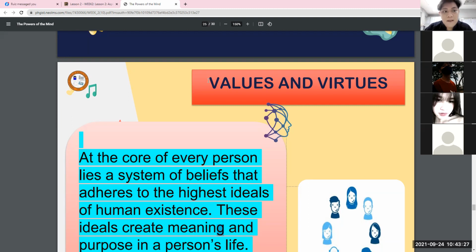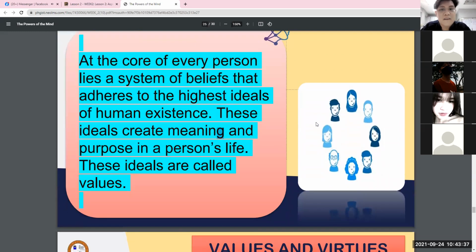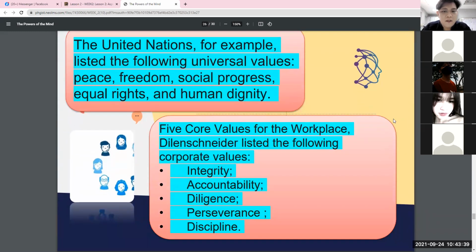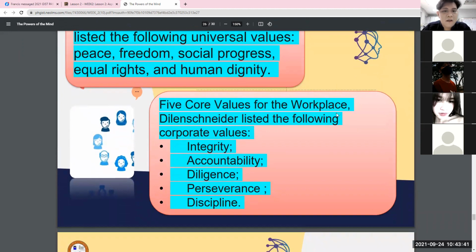So nakukuha ba? That is not limited to what your parents told you. It is different. There's a lot more virtues na nasa paligid mo. Ito pala, may mga core values tayo in the workplace, no? When you start working, number 1, the value that we need to have is integrity.